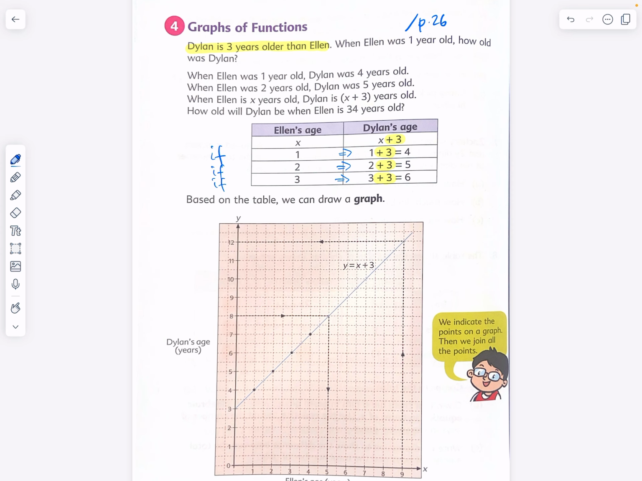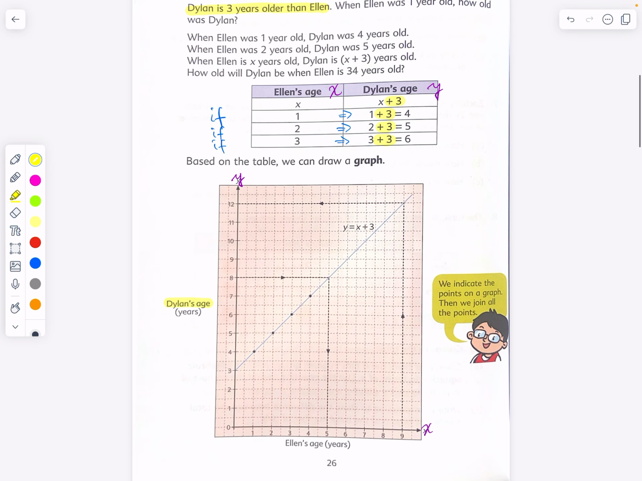Now, look at what we can create. We can visualize the relationship between their ages by plotting Ellen's age and Dylan's age on a coordinate plane. If we use Ellen's age as x and Dylan's age as y, notice Dylan's age will be plotted on the y-axis and Ellen's age will be plotted on the x-axis. Here it is, Dylan's age and Ellen's age. Let's construct a visualization of this relationship between Ellen and Dylan.